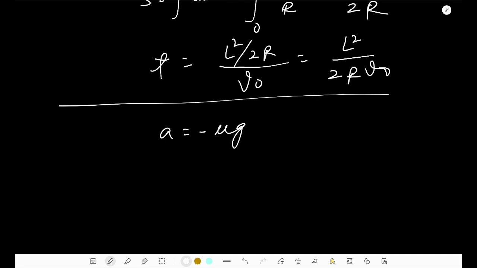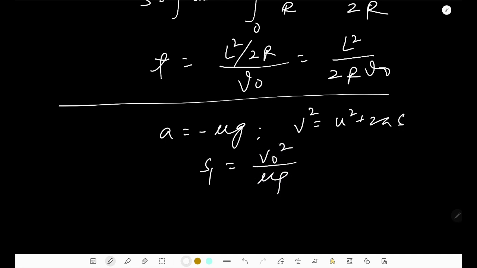is likely to travel, the total distance, suppose I call it S1. So the total distance traveled by this small puck will be defined by v square equals u square plus 2as, and v becomes 0, and s, I would like to write it s1. S1 becomes v naught square by 2 mu g. V naught was the initial speed. So why this s1, not s? Because I don't know the puck reaches the cylinder or not.